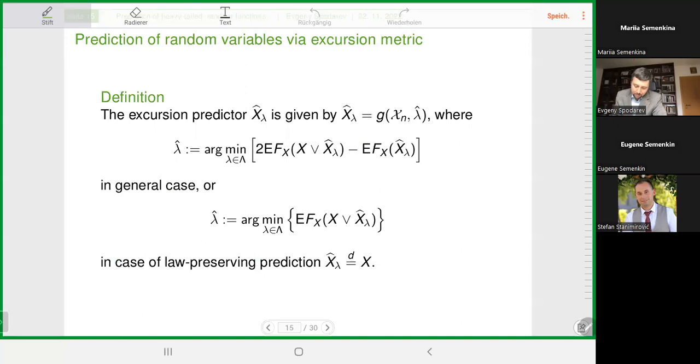We will return to the original form of the excursion metric of this particular type and say we will just minimize the excursion metric if we do not impose this constraint. And if we would like our prediction to be law-preserving, we may even include this into the constraints, into lambda, and minimize this particular part, which is a very easy expectation. And it always exists because F is a CDF lying between 0 and 1. So we have expectations which always exist. And this will be exactly what we will be doing later on.